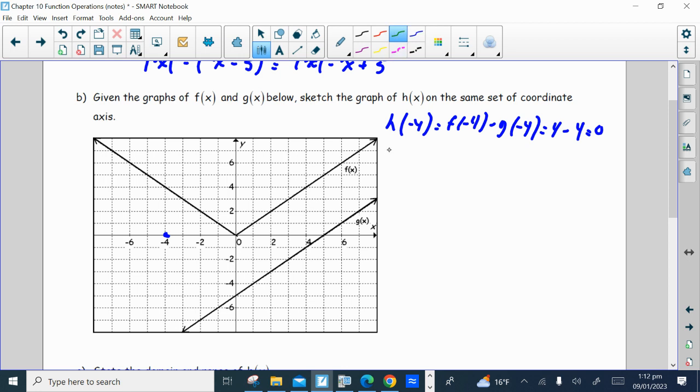What about h at negative 2? So I skip negative 3. Doesn't really matter, I'm just spreading it out a little bit. So f at negative 2 would be the absolute value of negative 2, which is 2, minus g at negative 2, which we can get off the graph. That is positive 2. And again, that gives me an answer of 0.